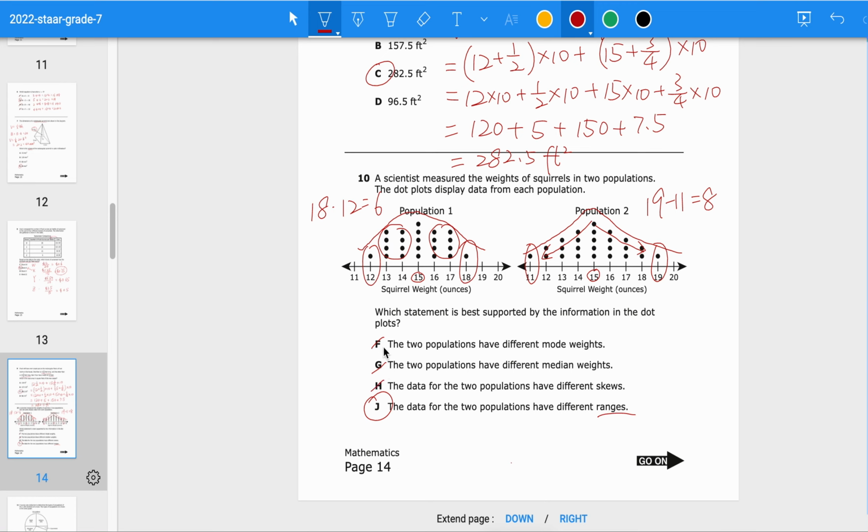So overall, if you go through from F to J, you can see F, G, H, they're all wrong. And if you're certain when you first read them that J is correct, then you can just select J and move on to save you some time.